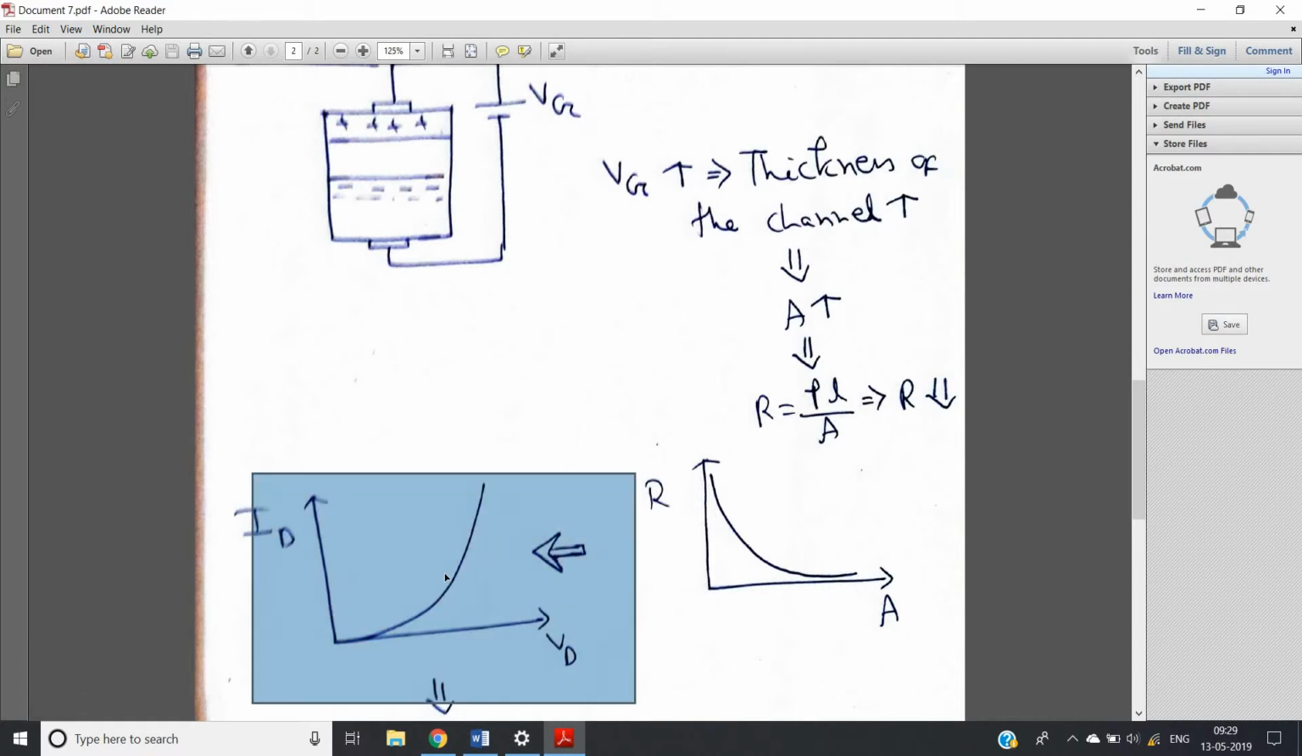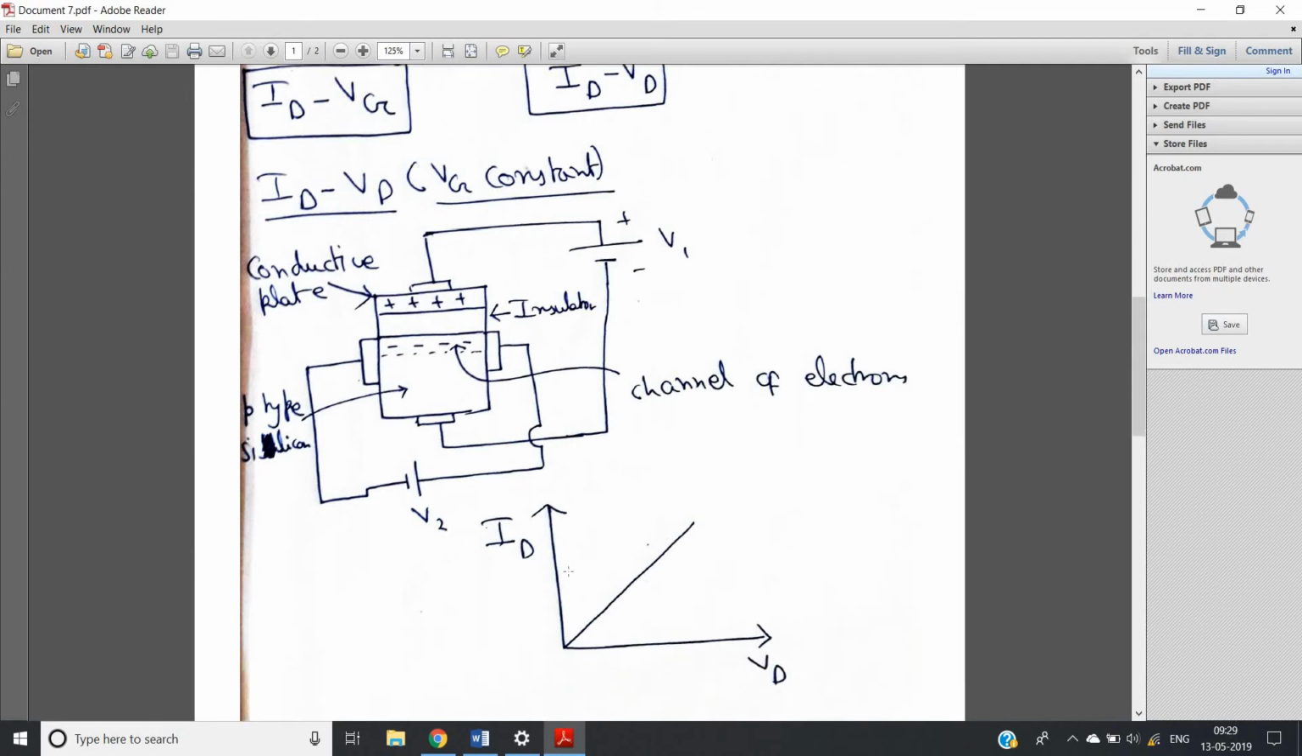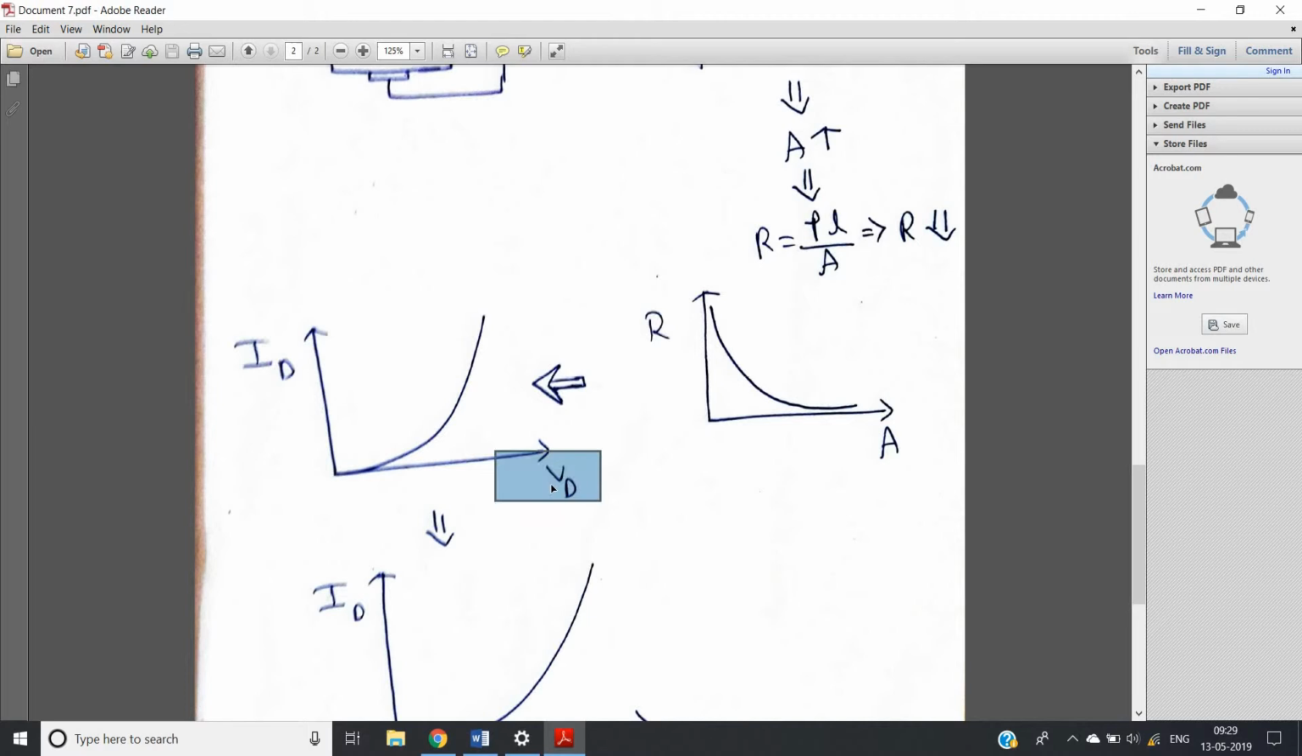But tell me, from the device operation concept, you just think whether the graph is correct. As soon as the VD, or sorry, here I have made a mistake. This is not VD, this will be VG. Okay, that is gate potential, not VD. Sorry, for the graph, it will be this one, ID versus VD. This will be VG. Sorry for this mistake.